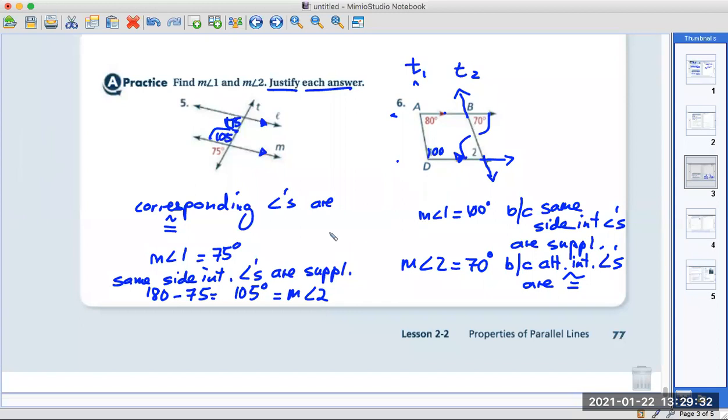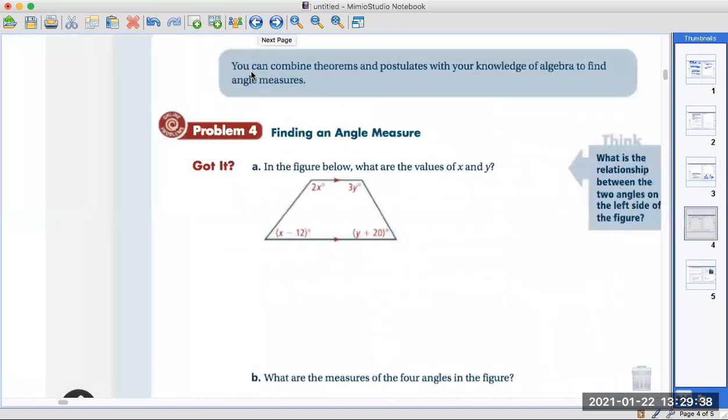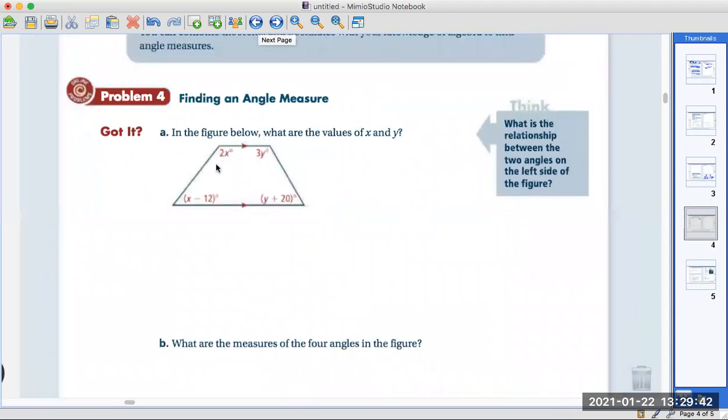And next page, page 78. Almost done, guys. This is another scenario here. Finding an angle measure. What are the values of X and Y? Anytime you see that, you know something like that is coming up. Set up an equation and solve. Anytime you see solve for X and Y.